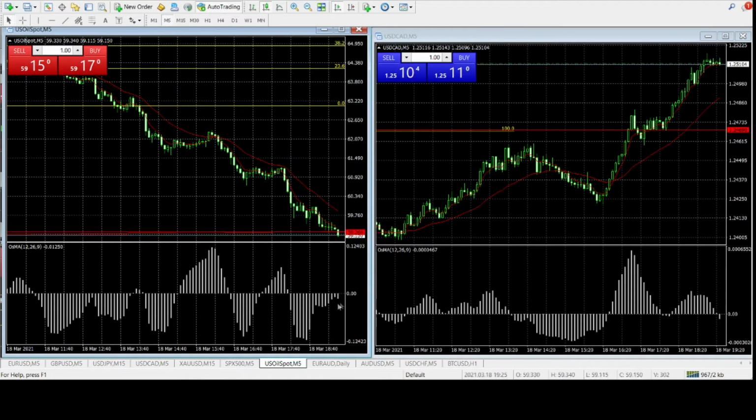Well, we have momentum indicators showing some divergence here. We'll have to give it a little bit more time. Now we jump to the 5-minute chart on the dollar Canadian. What is this telling us? Well, we're also seeing divergence here. In this case, it's called bearish divergence, and the bearish divergence tells us that we may have a change in the trend.